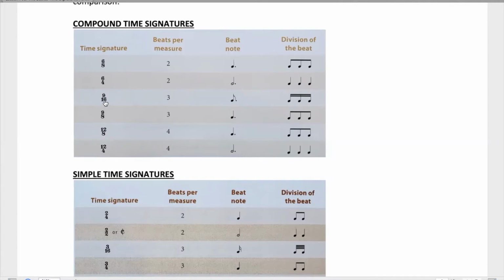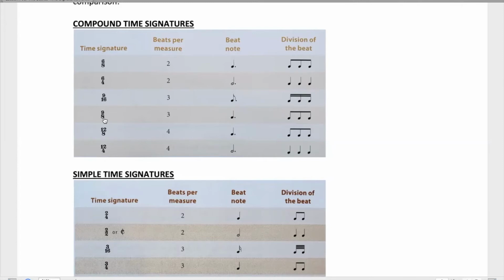9/16. The lower number states that the unit of measurement is the 16th note, and there are 9 pulses per measure. If subdivided equally, there will be 3 beats per measure. Then the unit of measurement will become a dotted eighth note, because there are 3 16th notes to every dotted eighth note. I know this is a lot to take in, but once you get the hang of it, it becomes very simple.